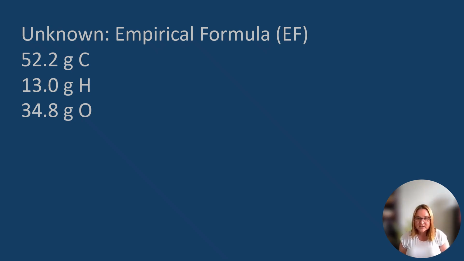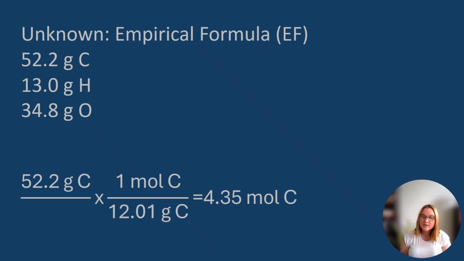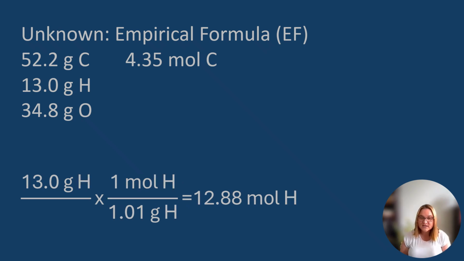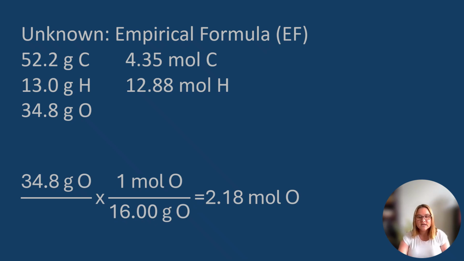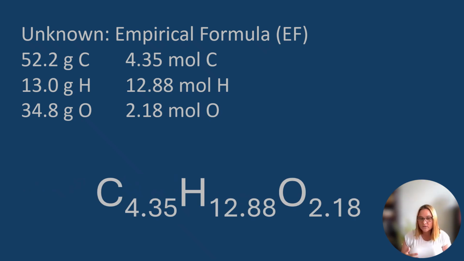This is the same calculation that we performed in section 1.4. For carbon, we end up with 4.35 moles of carbon. For hydrogen, we end up with 12.88 moles of hydrogen. And for oxygen, we end up with 2.18 moles of oxygen. Though we've come up with values that we can compare to other values, they aren't really in a useful form yet, as we won't include fractions or decimal places in chemical formulas. So we have to keep going with our calculation.